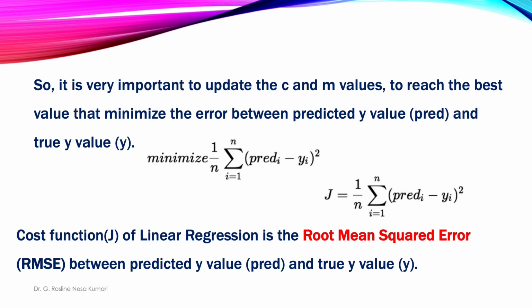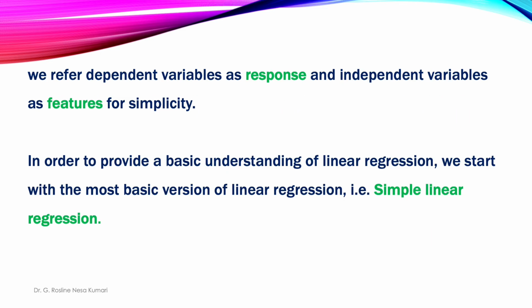So here the error should be minimized: 1 by n sigma i equal to 1 to n (PREDi minus yi) whole square. So the cost function is J, equal to 1 by n sigma i equal to 1 to n (PREDi minus yi) the whole square. This cost function of linear regression is the root mean square error between the predicted y value and the original value. We refer to the dependent variable as response and independent variables as features.